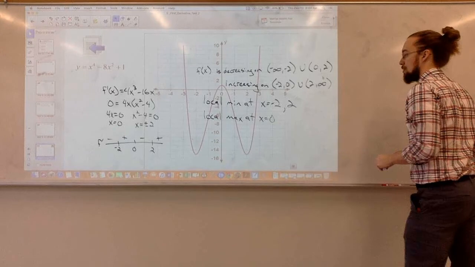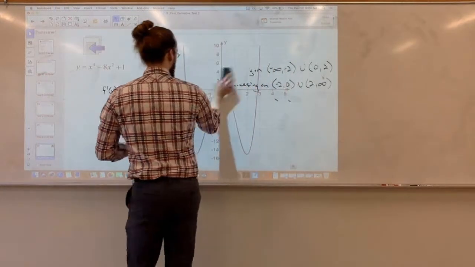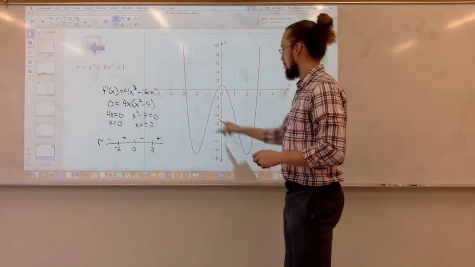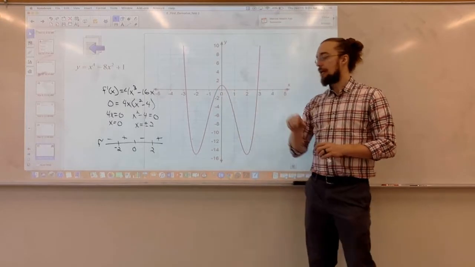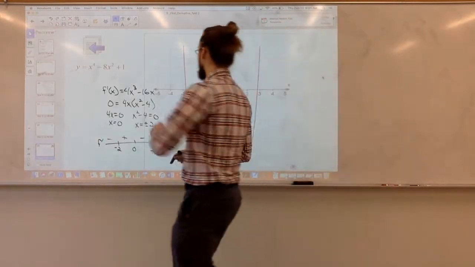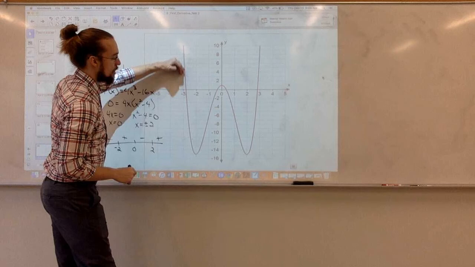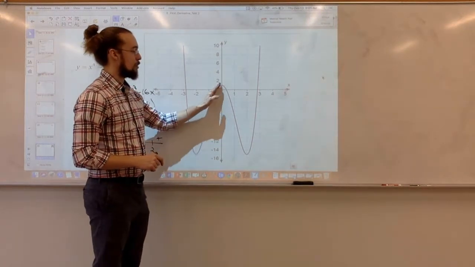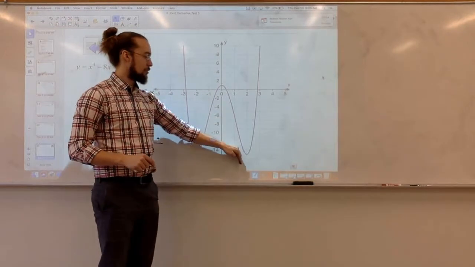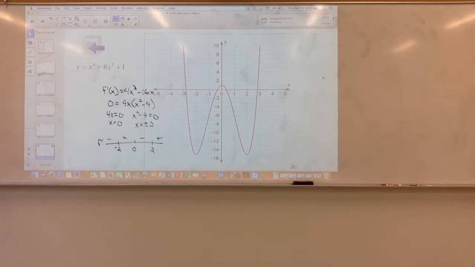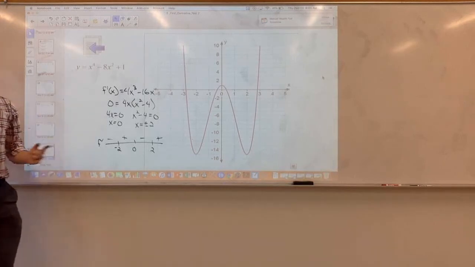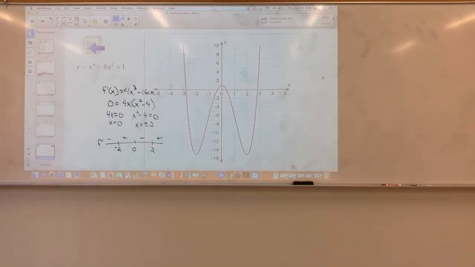So we found local minimum values at x equals -2 and x equals +2. We found a local max at x equals 0. And we said that this function was decreasing from -infinity to -2, increasing from -2 to 0, decreasing from 0 to 2, and then increasing from 2 to infinity. We found all of that information just from taking the derivative, finding critical values, and putting them on a sign chart. Questions?